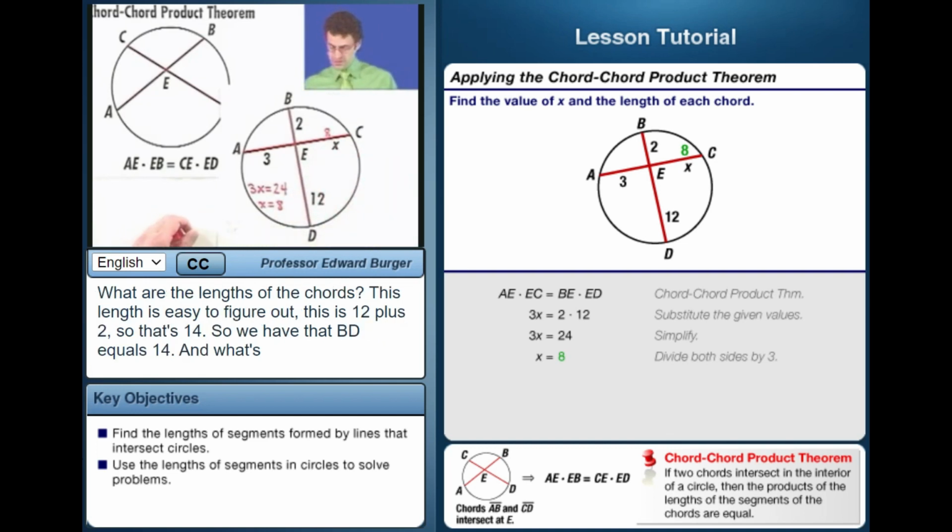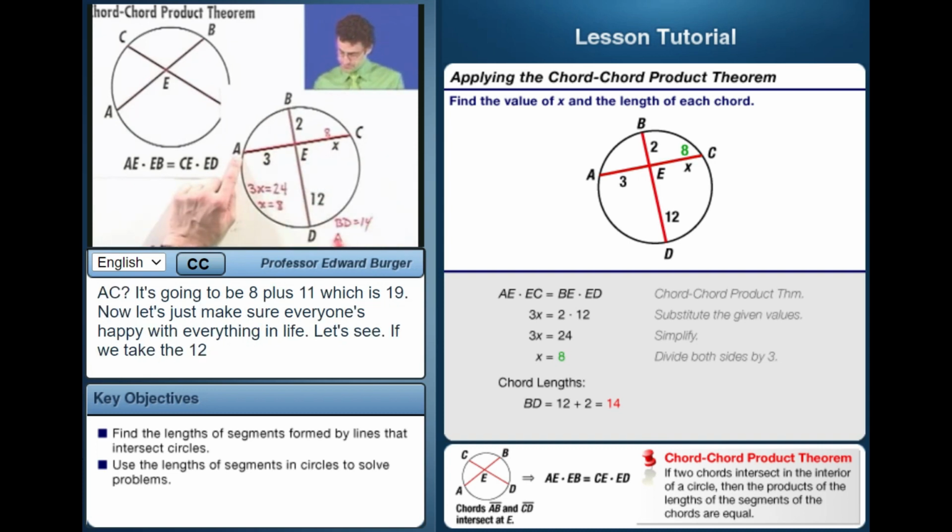What are the lengths of the chords? Well, this chord is actually pretty easy to find out. This is just 12 plus 2, so that's 14. So we have that BD equals 14. And what's AC? It's going to be 8 plus 11, which is 19. So you can see this great chord-chord product theorem.